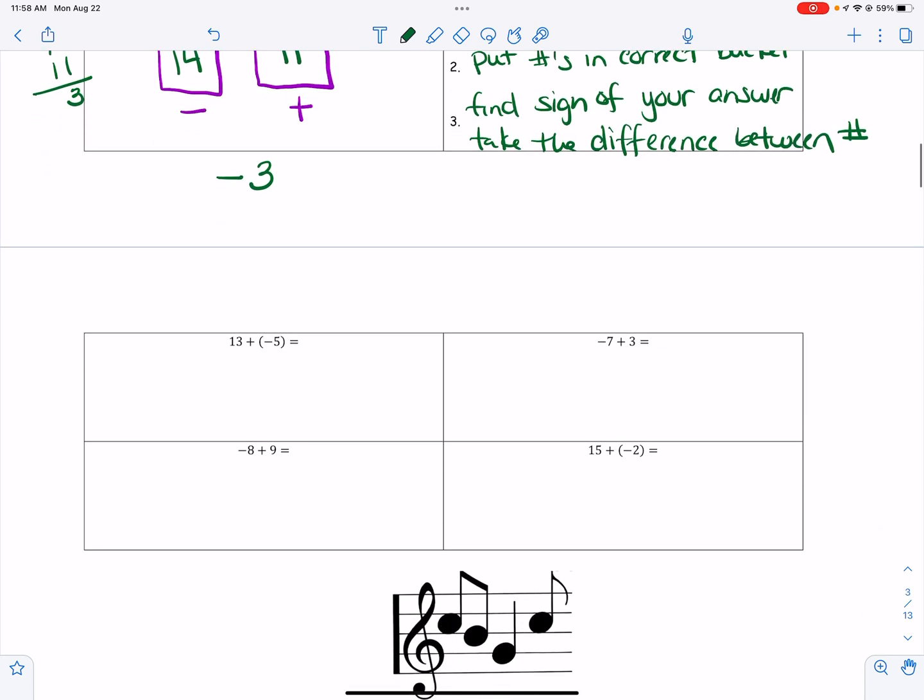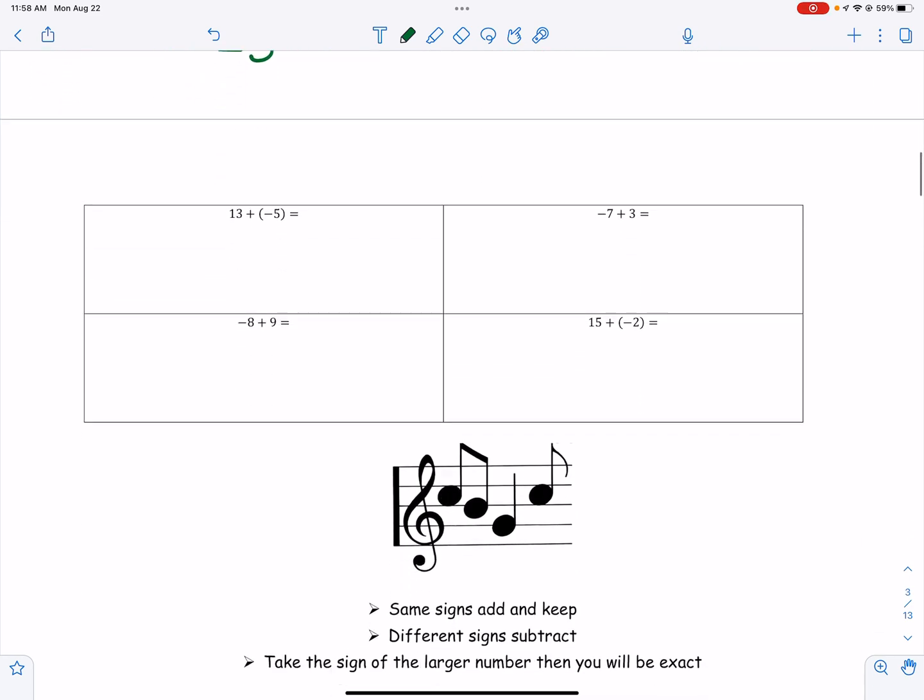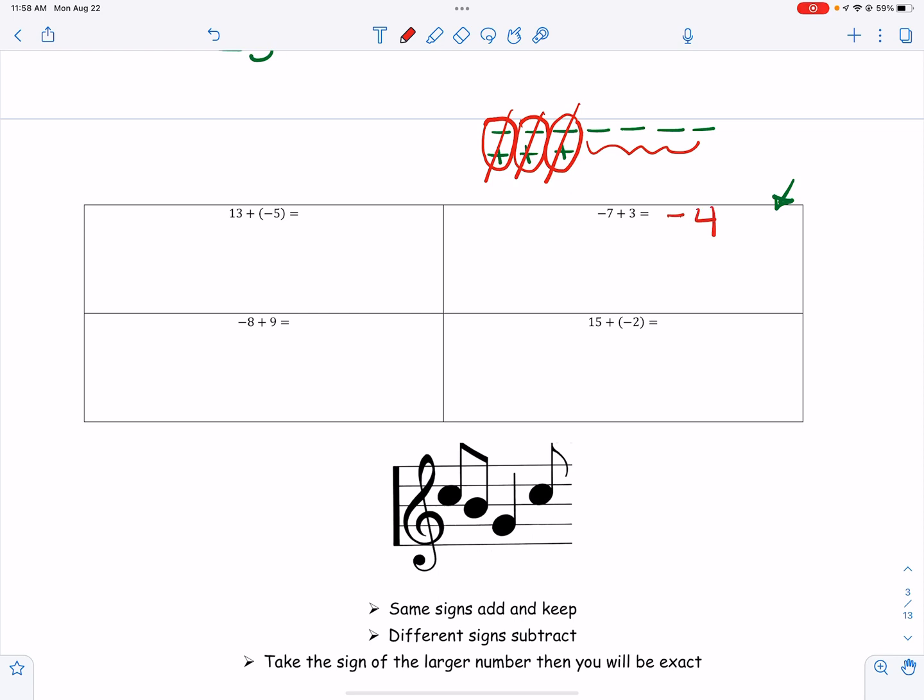Another way to think about it, and this is a great visual, is that if I had 7 negative signs, 1, 2, 3, 4, 5, 6, 7, and then I have 3 positive signs, for every pair, a negative plus a positive makes 0. A negative plus a positive makes 0. So you can see that I have 4 negative signs, and that would be my answer.